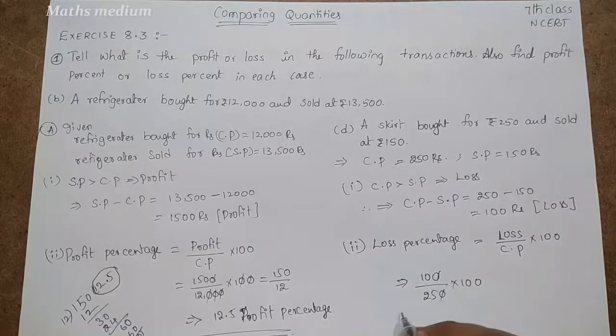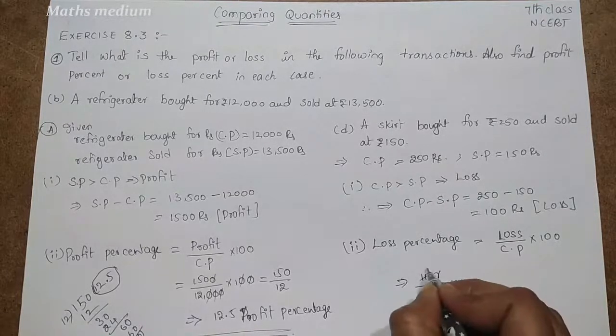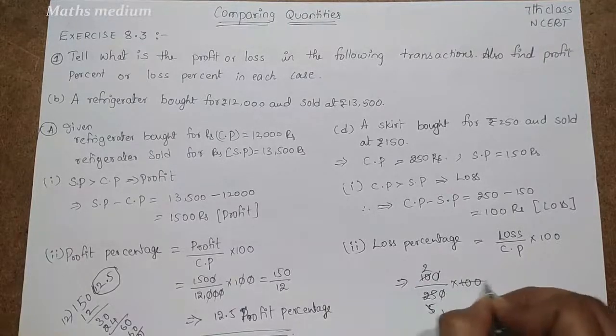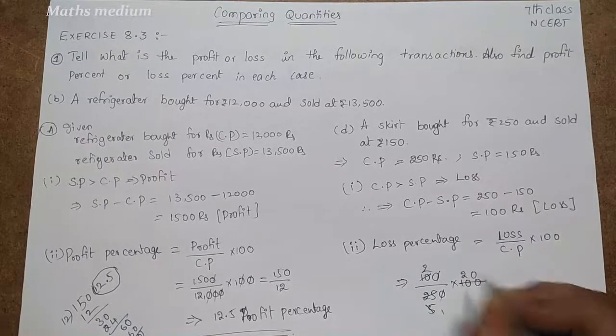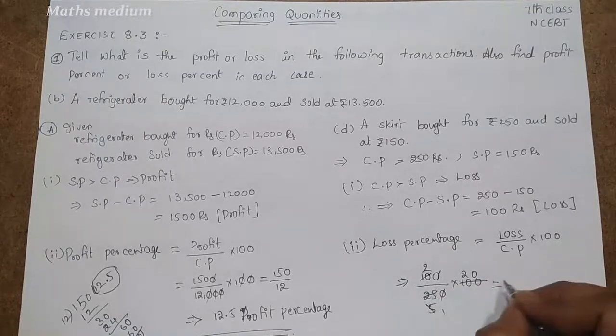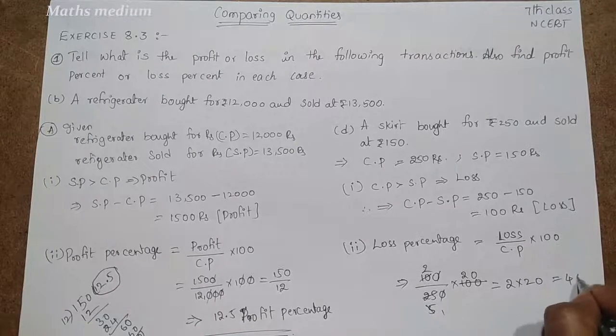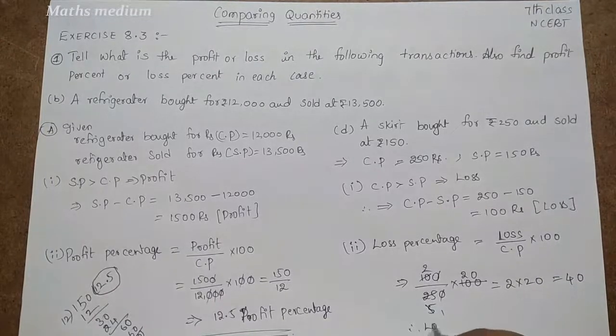0 0 gets cancelled. 5 2s are 10, 5 5s are 25. Again 5 1s are 5, 5 20s are 100. So it is 2 into 20. It means 2 2s are 4, 40. Therefore, loss percentage is equal to 40.